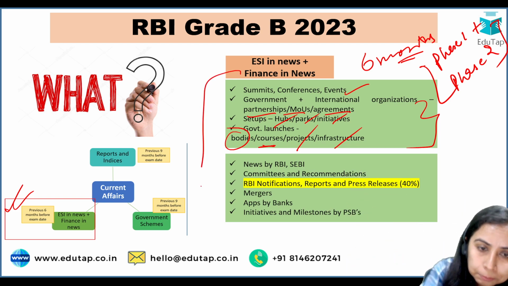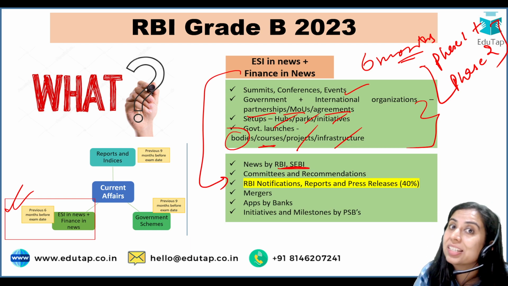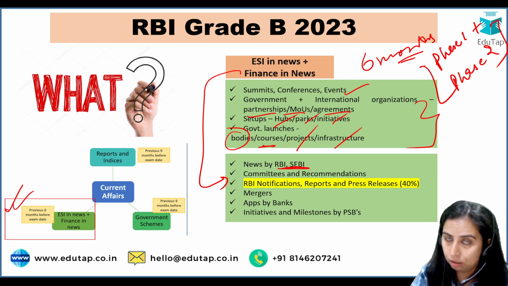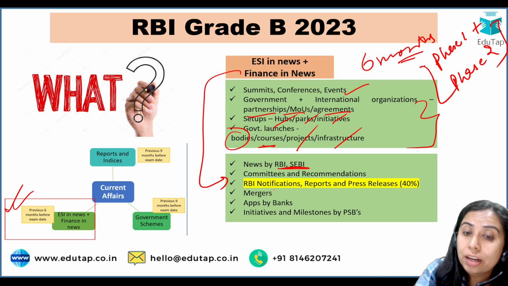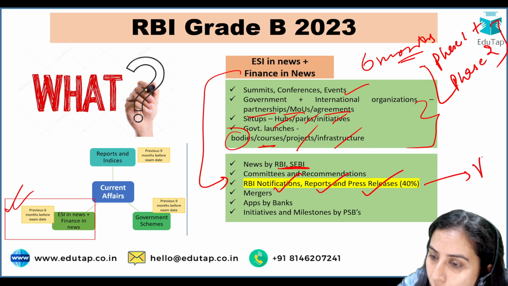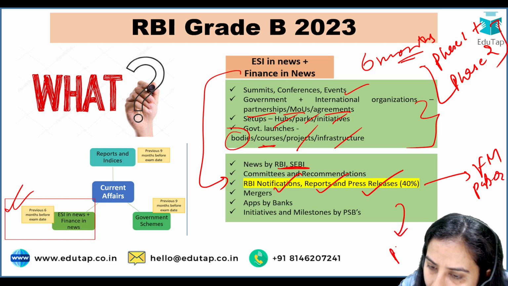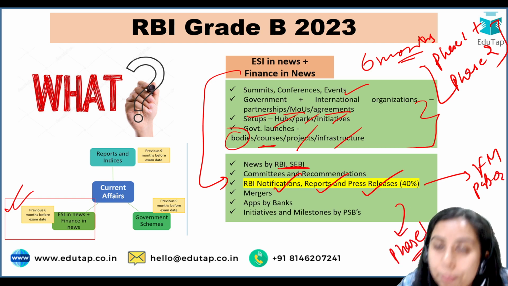For finance, news by RBI, news by SEBI are important. Committees and recommendations by RBI, SEBI bodies they have set up. RBI ka notifications, reports and press releases. Very important for the FM paper of phase 2. And of course, they are also relevant for phase 1 mein, because they also broadly form a part of general awareness.